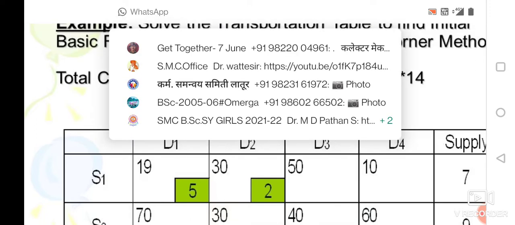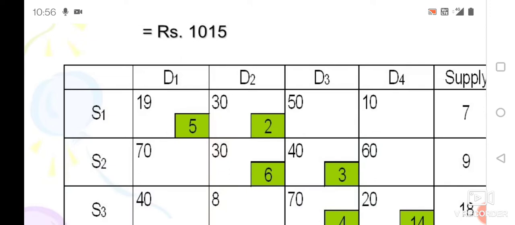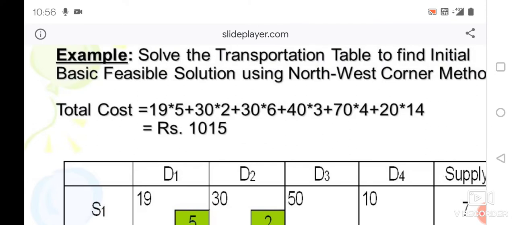First, x11 value is 19. 19 into the demand, which is 5. 19 into 5 plus second, 30 into 2, third is x22, 30 into 6 plus 40 into 3 plus 70 into 4 plus 20 into 14. The whole calculation comes to 1015.